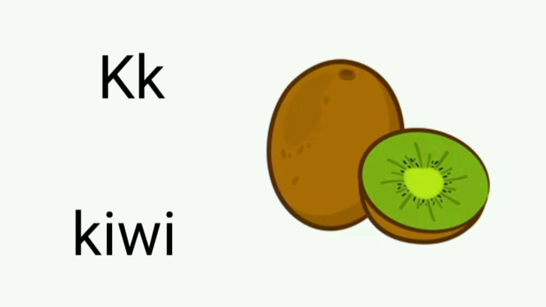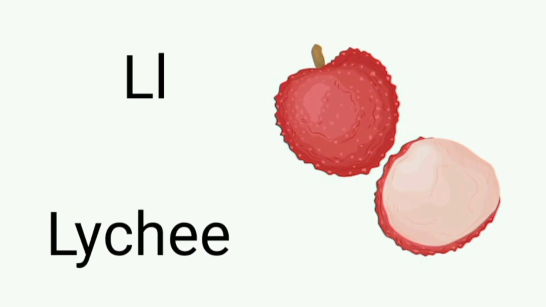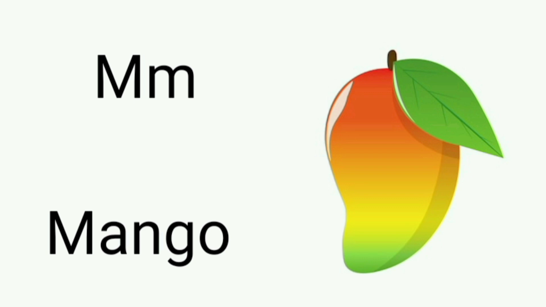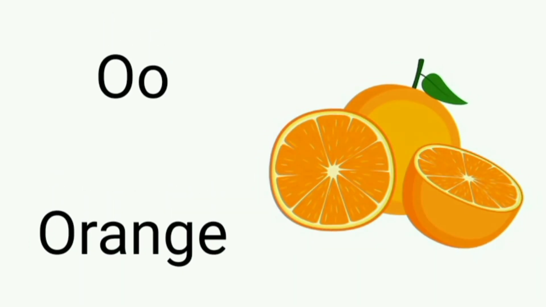K is for kiwi. L is for lychee. M is for mango. N is for nectarine. O is for orange.